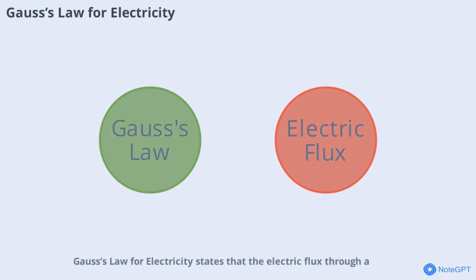Gauss's law for electricity states that the electric flux through a closed surface is proportional to the charge enclosed within that surface. In simple terms, it tells us how electric charges create electric fields. Imagine a balloon with charges inside. The total electric field passing through the balloon's surface depends on the amount of charge inside. This law is essential for understanding phenomena like static electricity and the behavior of conductors. It's the starting point for analyzing electric fields in various situations, from atoms to capacitors.